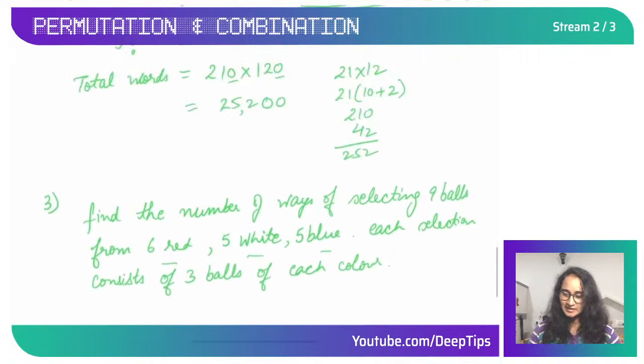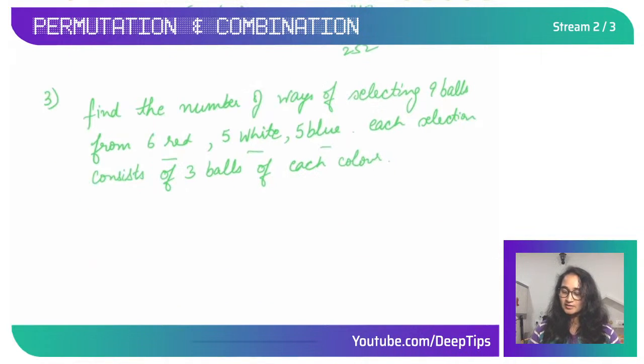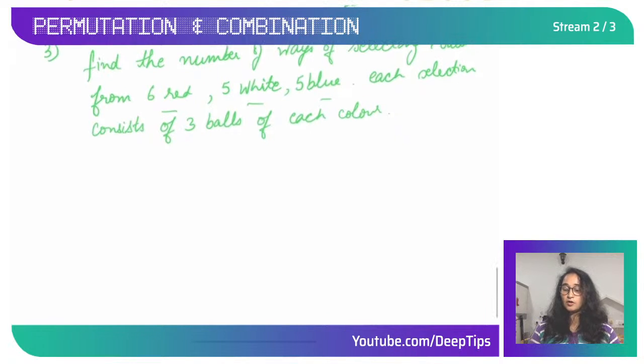So Mr. Roosevelt, I have given the answer for the previous question. It is 25,200. Okay, so now I'm expecting my students to solve this third question: find the number of ways of selecting 9 balls from 6 red, 5 white, 5 blue balls. Each selection consists of 3 balls of each color.